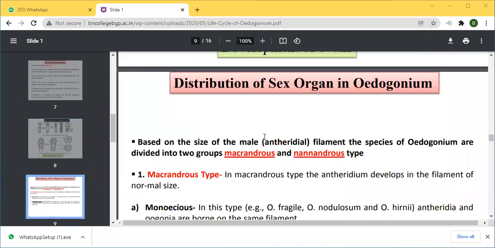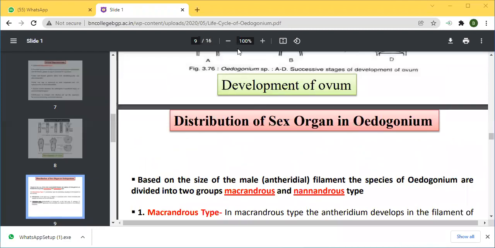But here a very interesting character is there in the sexual reproduction, girls. You can write down what the sexual reproduction is, how the male gamete develops, and how the female gamete develops. But the distribution of the sex organs in Oedogonium is very different. Very important characters are there. What are the characters here?